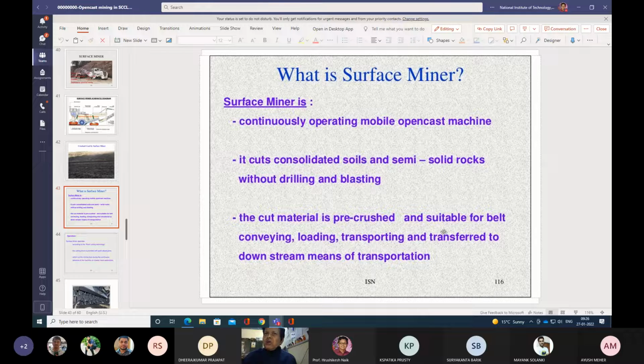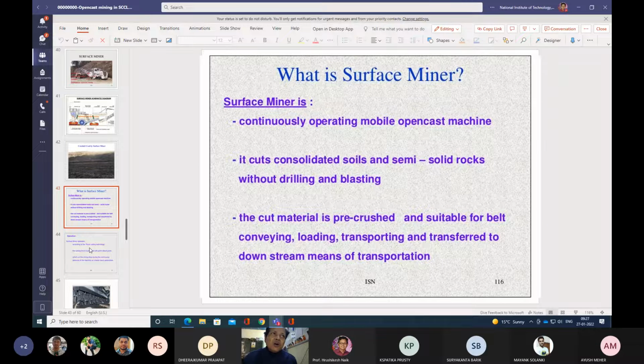Therefore, you can use the belt conveyor for transportation purpose, and the surface miner will load the material to the belt conveyors, transport the materials through the help of the belt conveyor, and transfer the materials downstream for end use or for dumping. So this is the mechanism of surface miner technology.